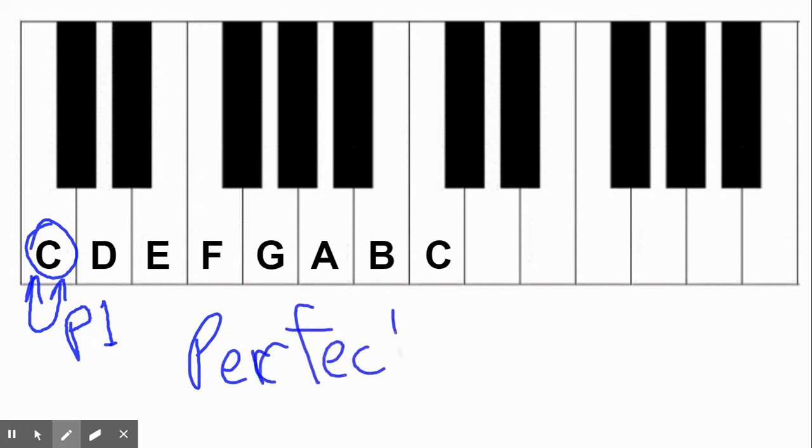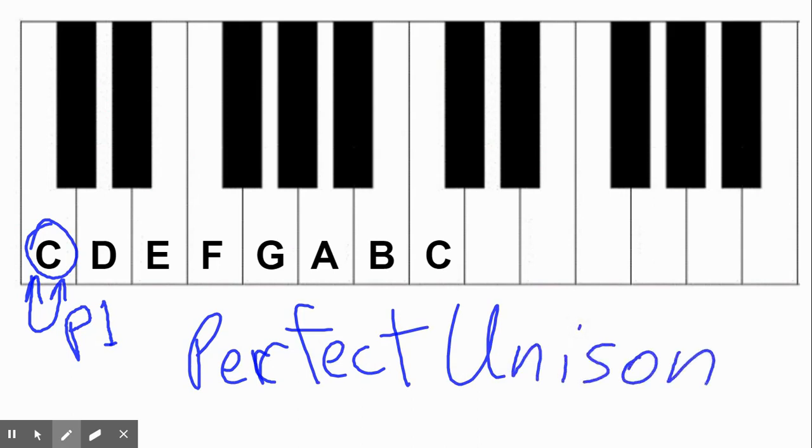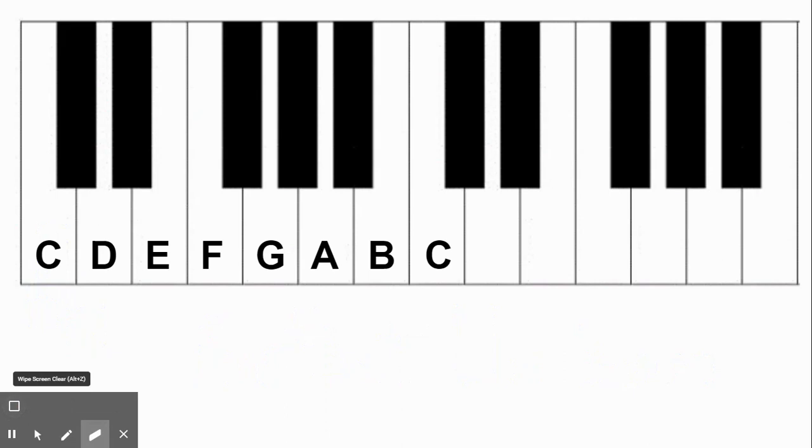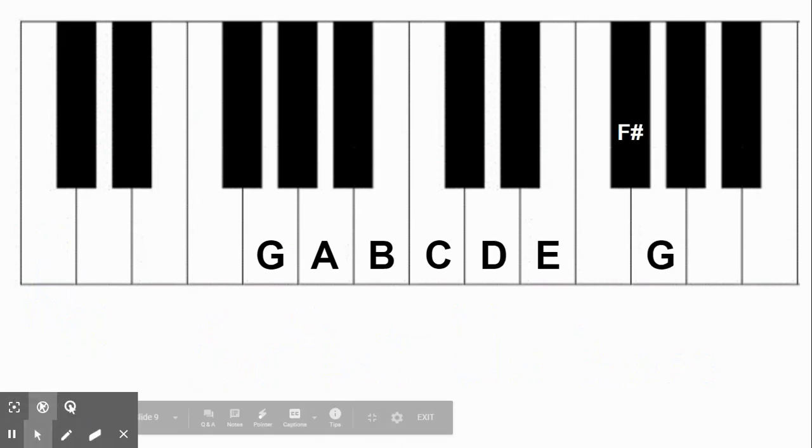Perfect unison. So our perfect intervals are unisons, octaves, fourths, and fifths.